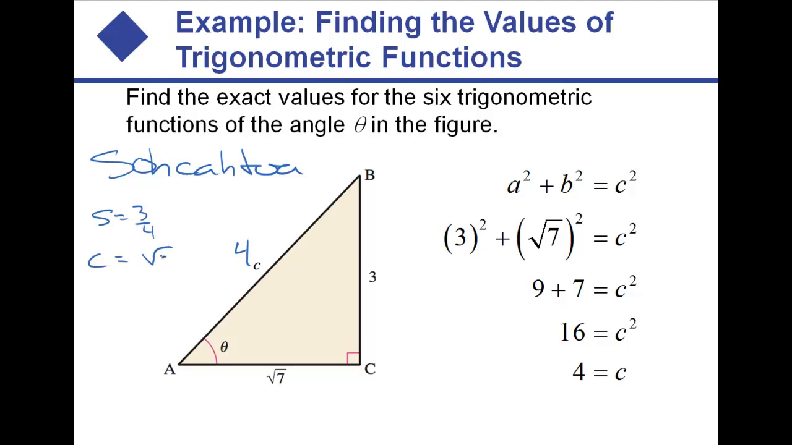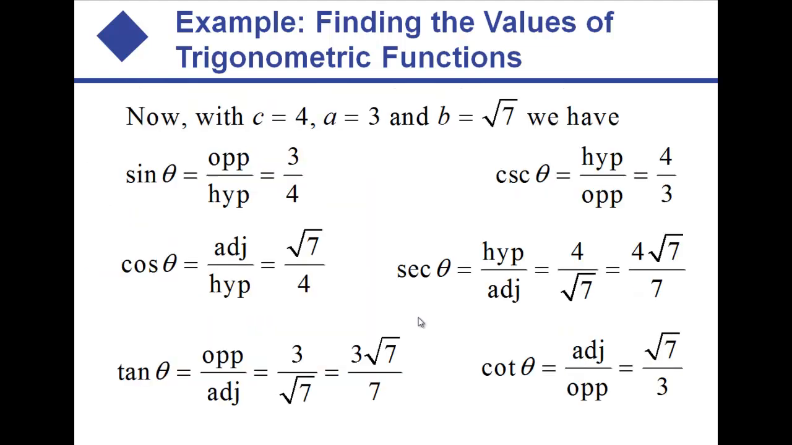Cosine is going to be square root of 7 over 4, right, because it's adjacent over hypotenuse. Tangent is going to be opposite over adjacent. So it's going to be 3 over square root of 7, but they most likely don't want us to write it that way. So we would rationalize the denominator, right, by multiplying top and bottom by square root of 7, and we would get 3 root 7 over 7. And then from here, the other 3 are just 1 over. Here we have them all on one slide. You can check your work, but hopefully that was relatively simple for you.